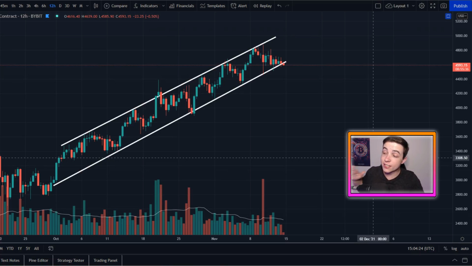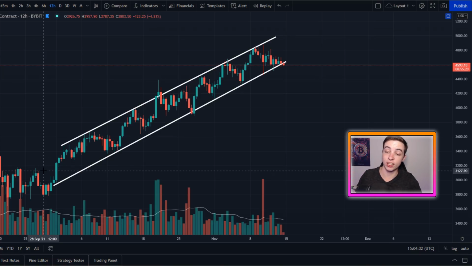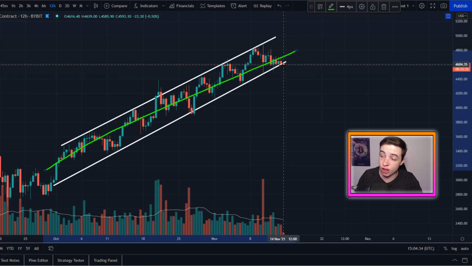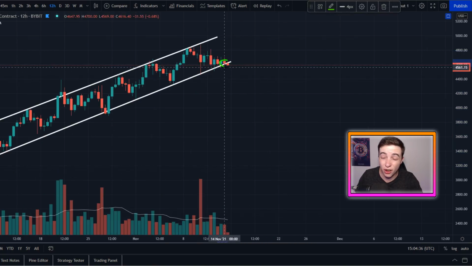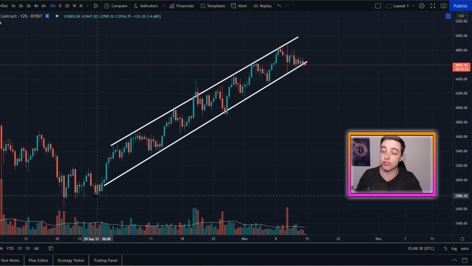And now zooming out to the 12-hour time frame for Ethereum versus the US dollar, what we can see here is clearly this upwards trending parallel channel, and right now we are slightly trading below this upwards trending line of support.